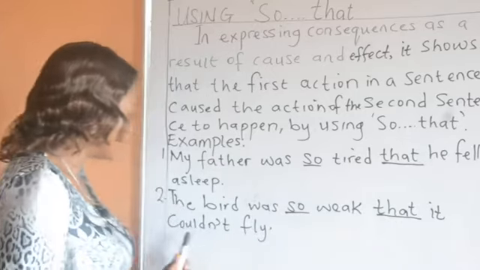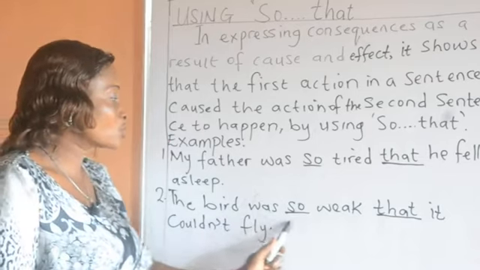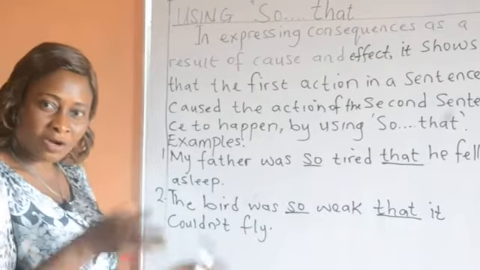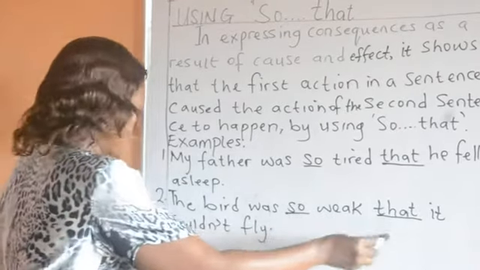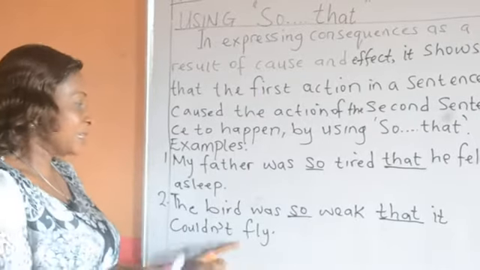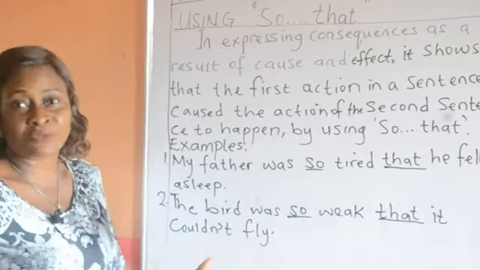Why was the bird not able to fly? Because it was so weak. Because is the cause. That it couldn't fly is the effect. The effect of the bird's weakness is that it couldn't fly.